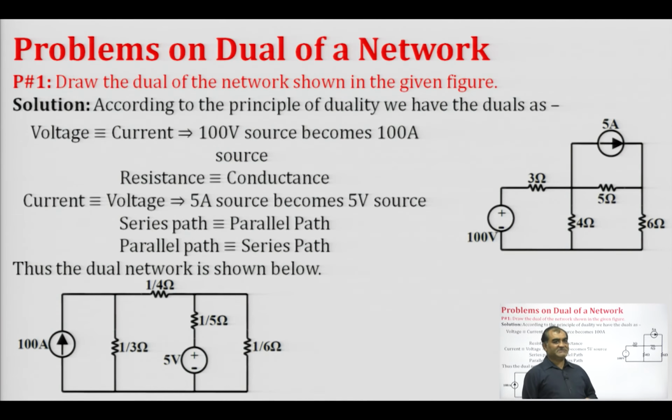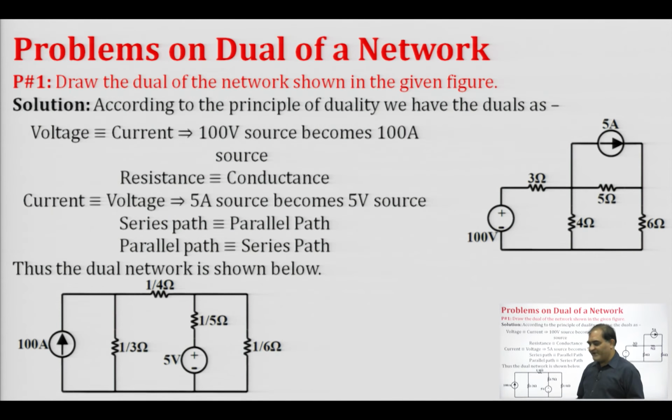Now, using these we can directly see some problems where a network is given to us. So, it contains a voltage source, a resistance, and a current source. So, using the principle of duality, the voltage will be transformed to current, resistance will be replaced by conductance, current will become voltage, series will become parallel, parallel becomes series.